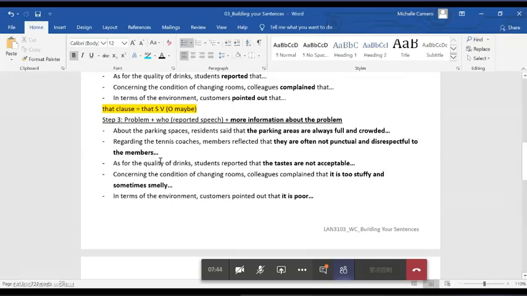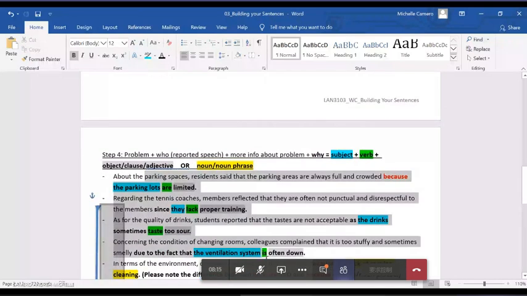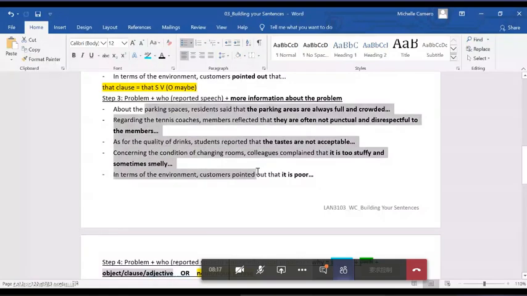Same with this one. As far as for the quality of drinks, comma, students reported that the tastes are not acceptable. That full stop. If you finished your sentence there, that's fine. That's enough. You've given me all the information that's on the paper and your sentence is fine and your grammar is okay. So this whole thing, this step 4 part, is probably not on the paper. So that means they're kind of requiring you to add an extra idea if you choose to do step 4. So you could skip step 4 and just say, okay, I'm not going to do this.